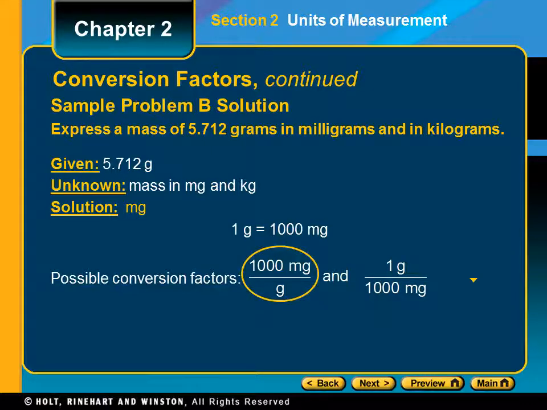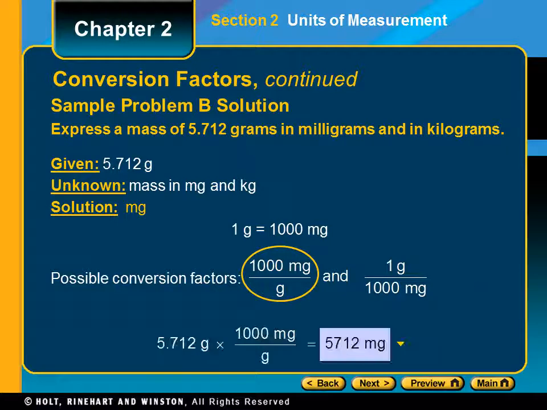In this case, you want grams on the bottom because you want to get rid of grams. You set it up, 5.712 grams times 1,000 milligrams over grams. Your grams cancel, meaning your answer is going to be in milligrams. You do the math, 5,712 milligrams.